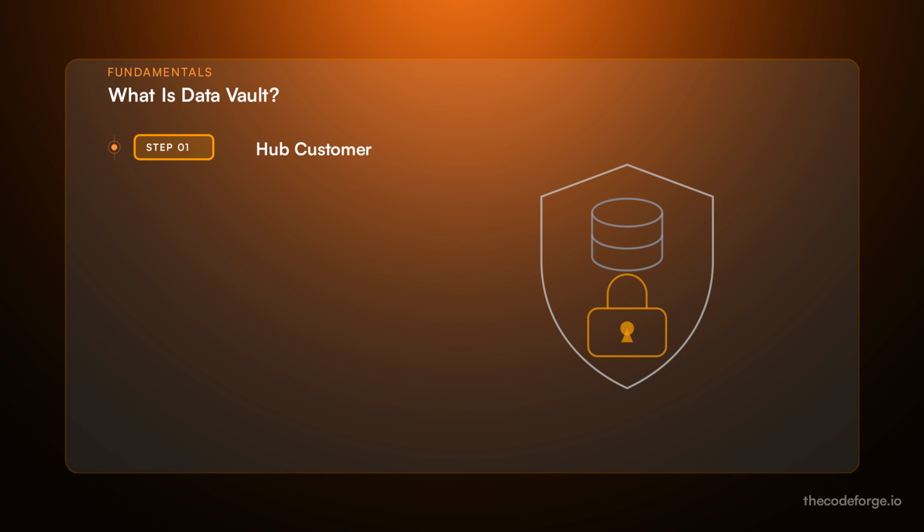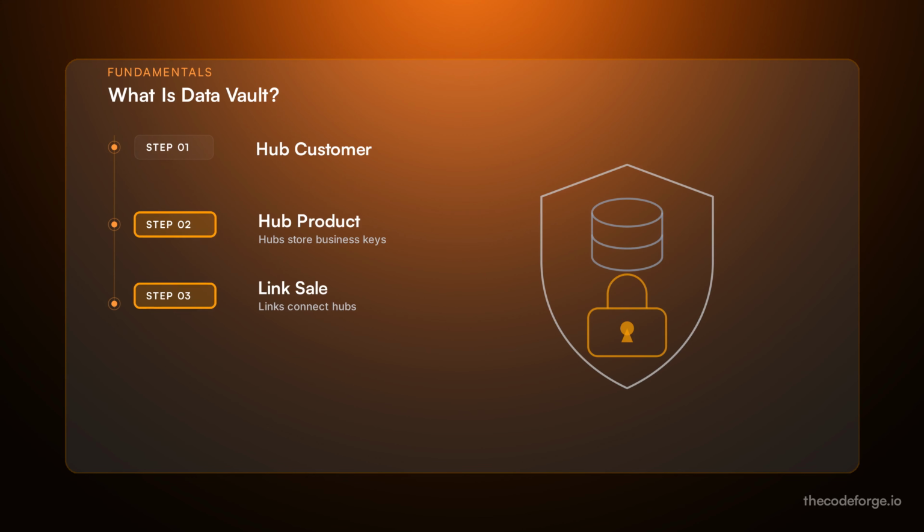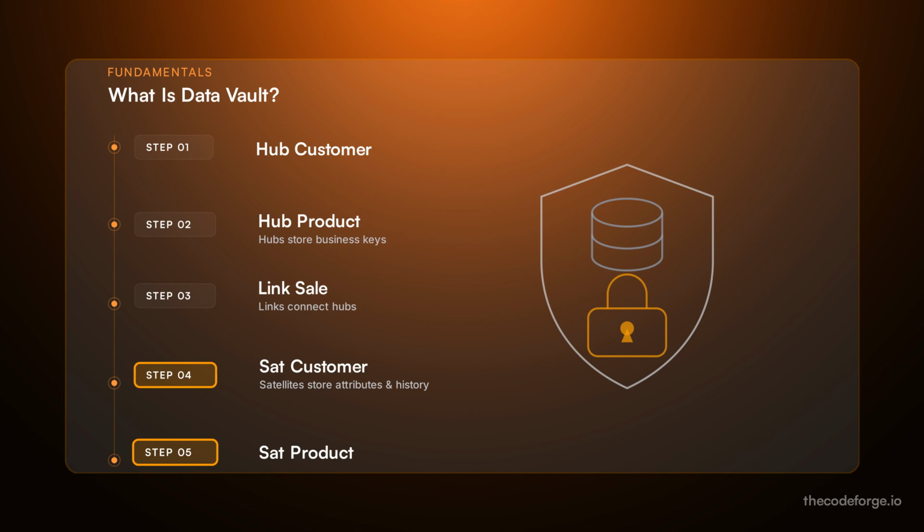Data Vault is highly normalized. Hubs like customer and product hold unique business keys, links represent relationships, and satellites carry all descriptive attributes with history. It's built for auditability and handling many source systems.